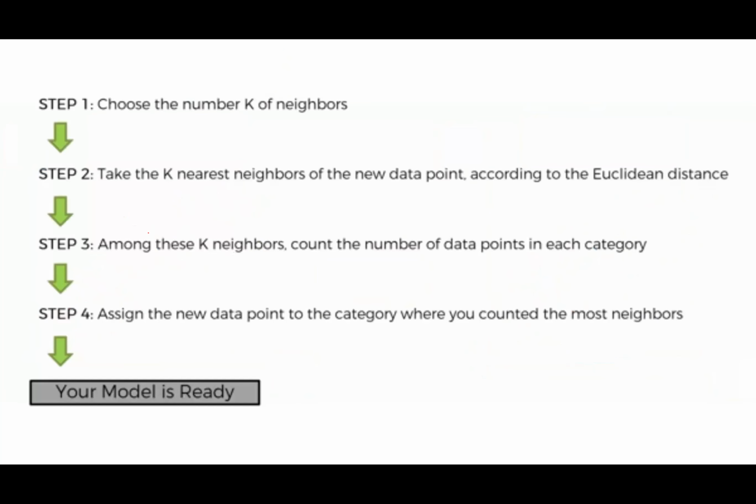right? Now, what are the steps? Basically, first of all you have to choose a number of K neighbors, because how many neighbors are we taking into account? Then take the K nearest neighbors of the new data point according to the Euclidean distance. This is the distance metric we are using.